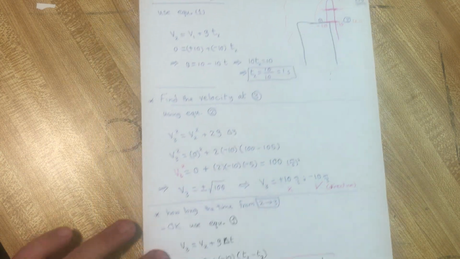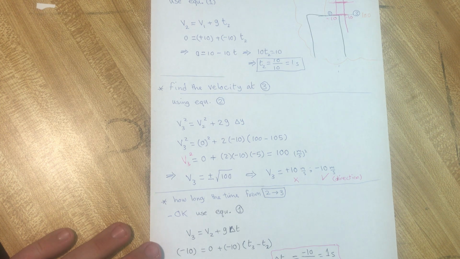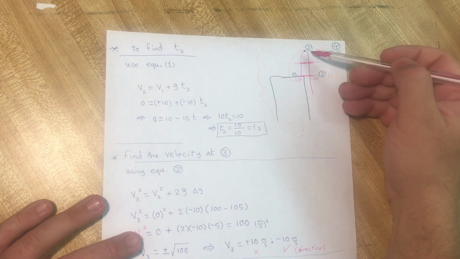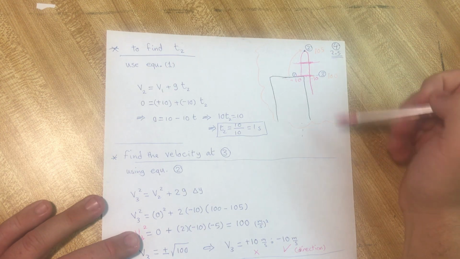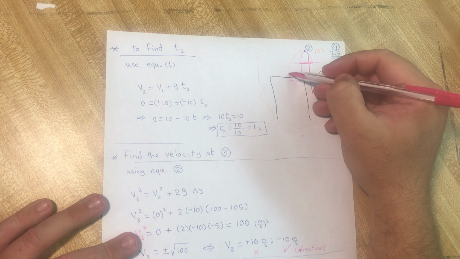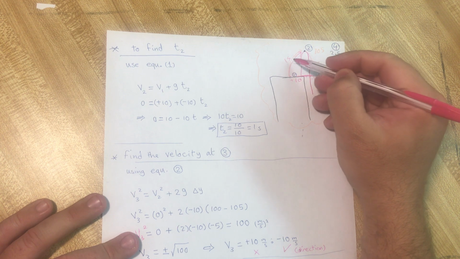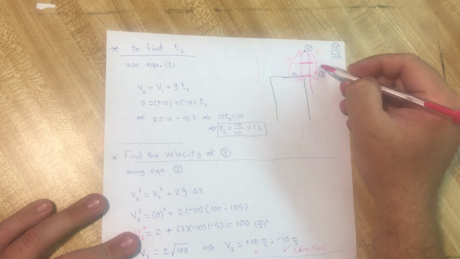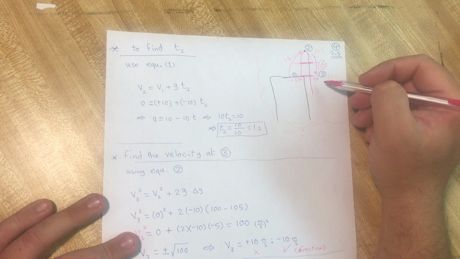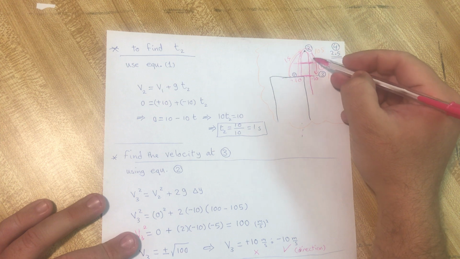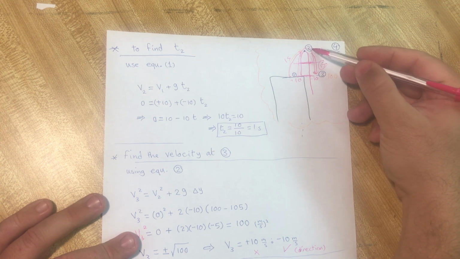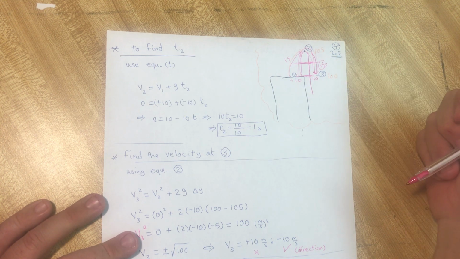Okay, what is the time now? Again, we can use equation number 1 to find the time period from point number 2 to point number 3. To climb up, we spend 1 second. You will see that to go down again, we will spend also 1 second. So the flight time from point 1 to point number 3 is 1 second plus 1 second, which is 2 seconds.